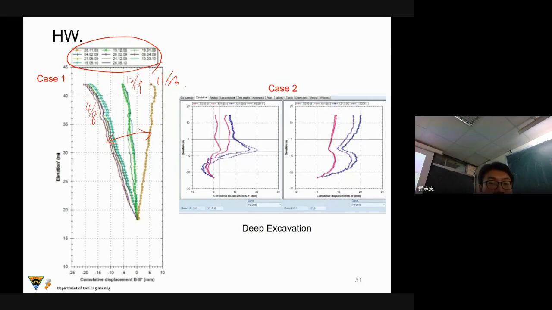And there's a problem with the depths here. I'm so sorry, this is the elevation. The elevation here is 42 to only maybe 18. This is the absolute elevation. And what is the problem of this measurement for the first case? I already gave you one hint, the five star hint. I would like you to discuss with your teammates and think about what happened that we have this kind of random trend of displacement in the inclinometer measurement.